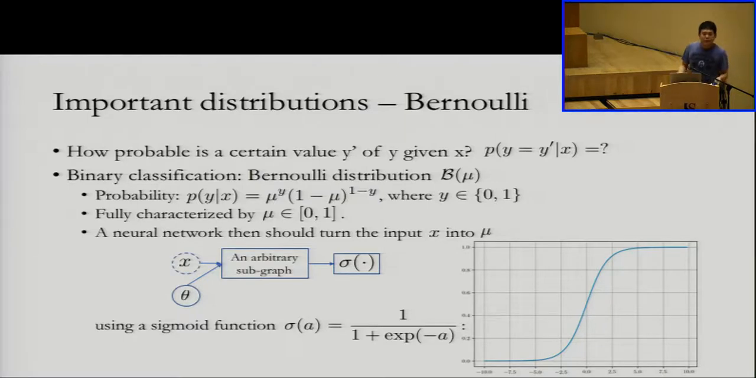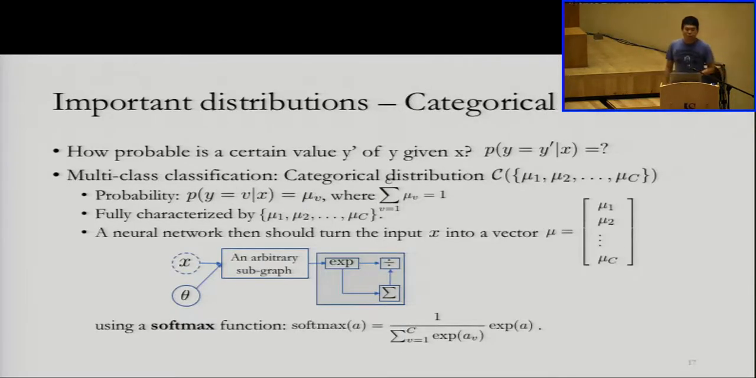Now, binary classification is kind of less interesting, right? So where can you use binary classification? Maybe in a recommendation system: should I recommend or not? But a more interesting thing is how to make it into a multi-class classification.